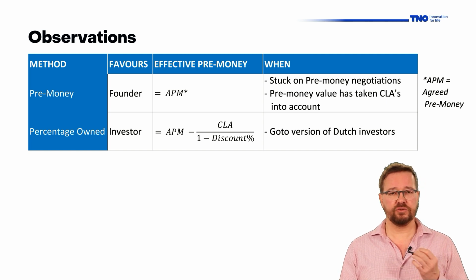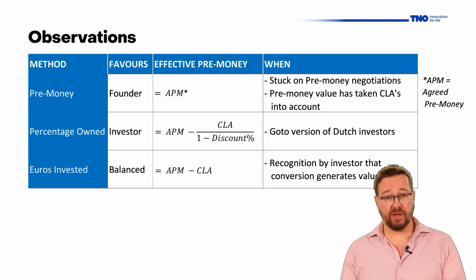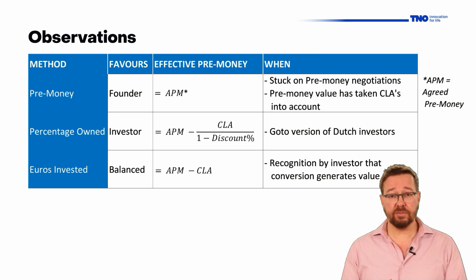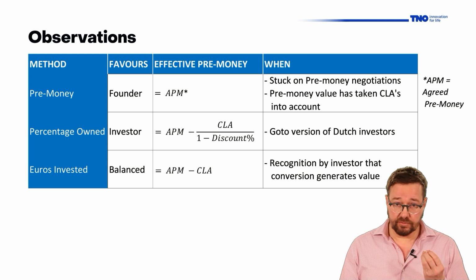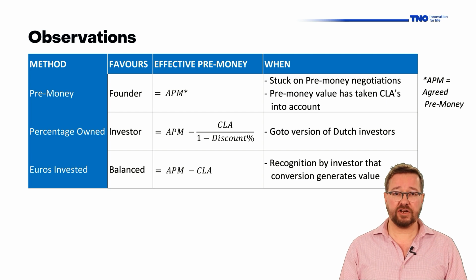Which brings us back to the third method, the euros invested. This is overall seen as the most fair method to calculate the effective pre-money. And the narrative makes sense. True. Money is withdrawn from the company and thus the effective pre-money should be adjusted accordingly.